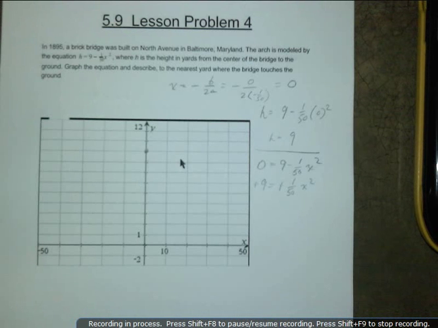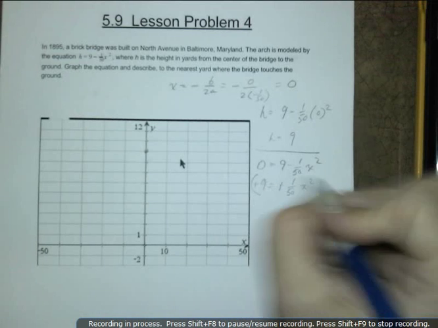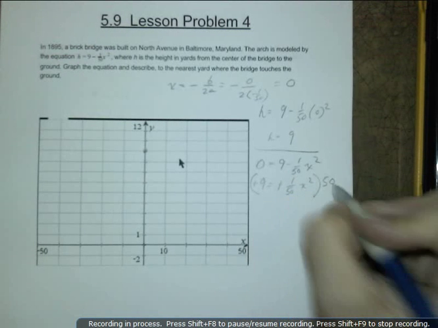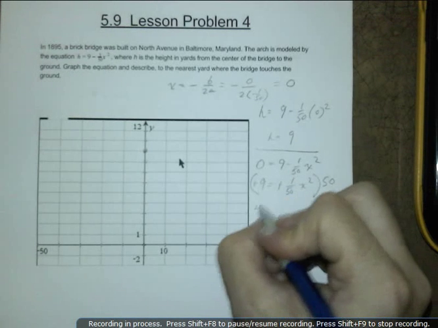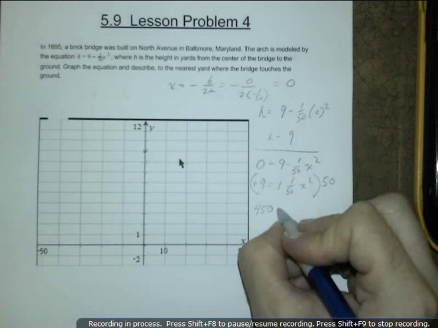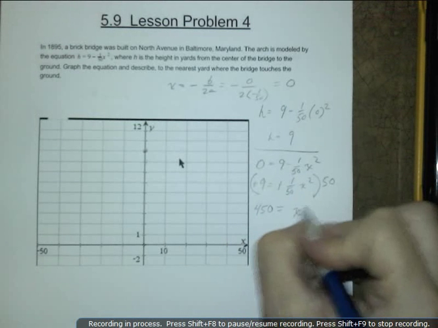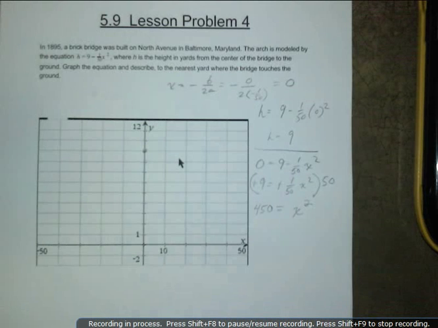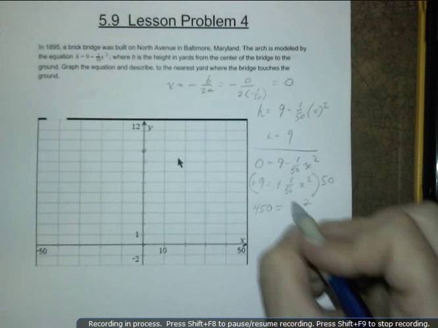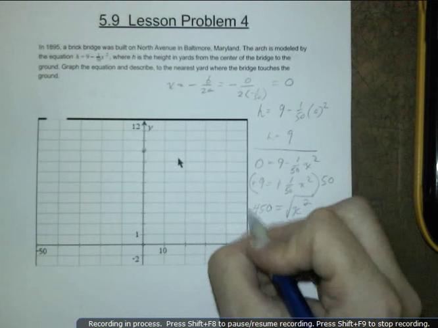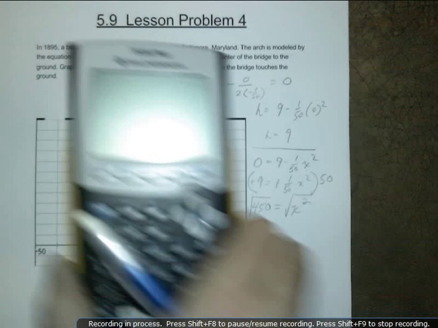And now we need to get rid of that 1/50th. So we're going to multiply both sides by its reciprocal, which is 50. So I have 450 equals x squared. Well, at this point, we just take the square root of both sides, and bring my calculator in here.